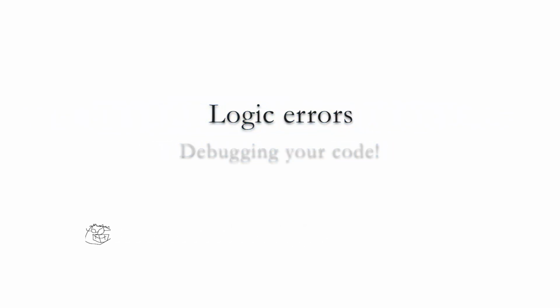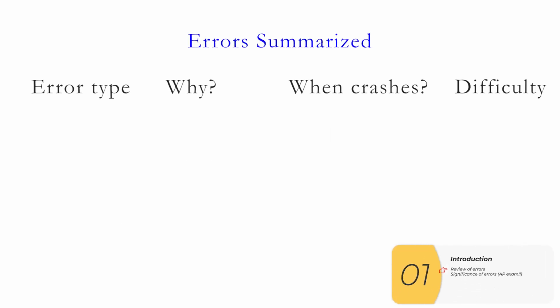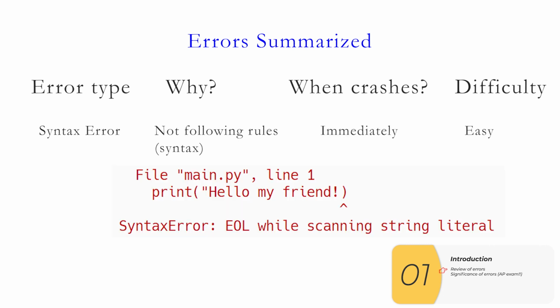Hello everybody. In this video, we're going to look at logic errors, or logical errors. All right, let's get going. To review the types of errors we've already seen, we've seen the syntax error. This comes when you're not following the rules, or the syntax. It'll crash immediately, and they are the easiest to spot. Why? Because you know there's an error because it crashes right away.